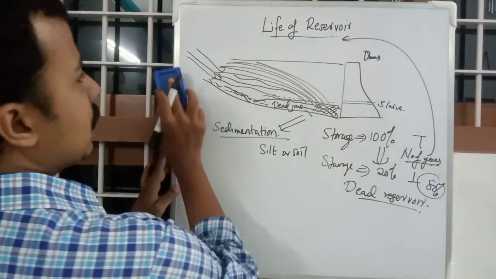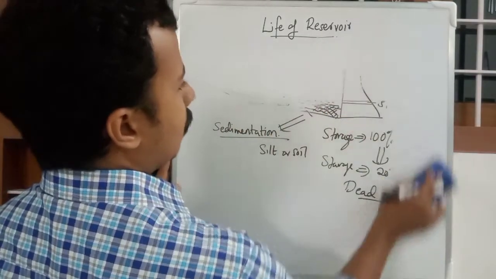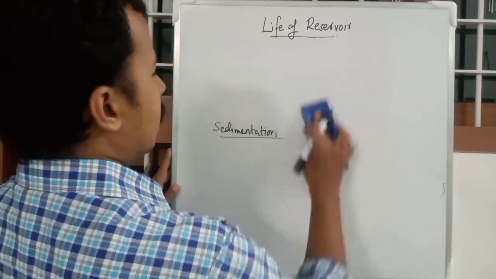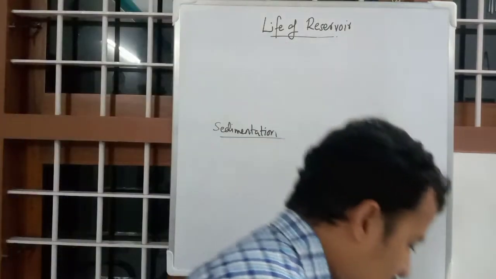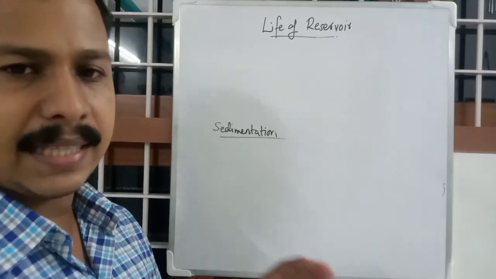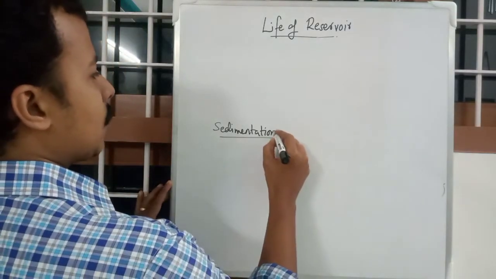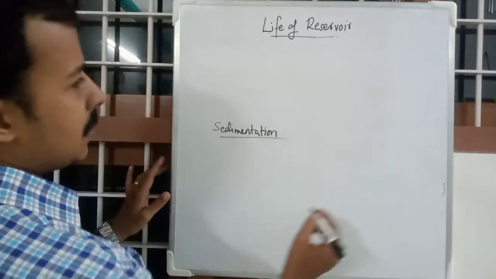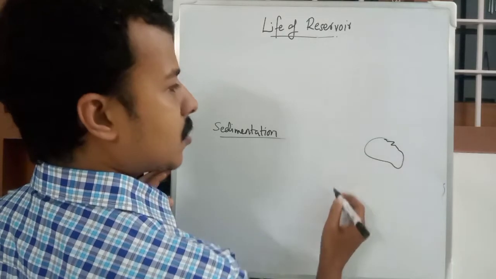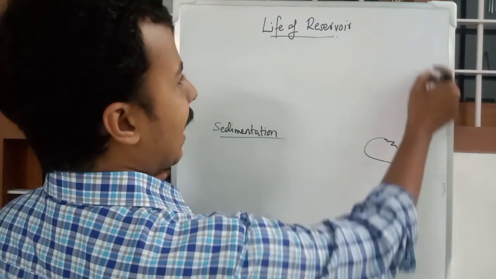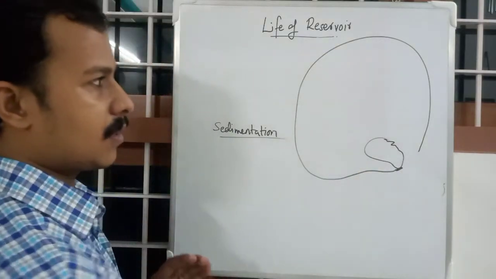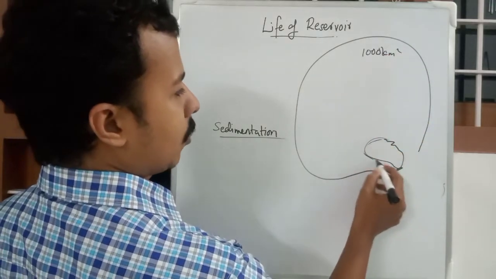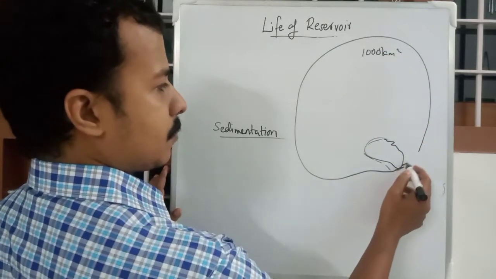Sedimentation is the accumulation of silt or soil particles in the reservoir, and it is of two kinds. If this is in plan, and this is the reservoir with the dam here, the catchment area will be like this. This will be a big area, like 1000 square kilometers, and this will be the pond or reservoir, and this will be the dam.